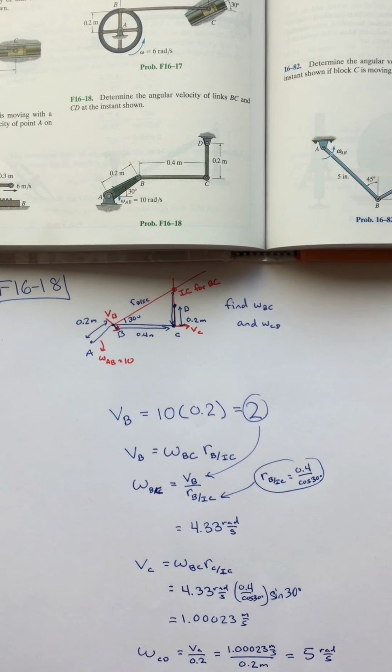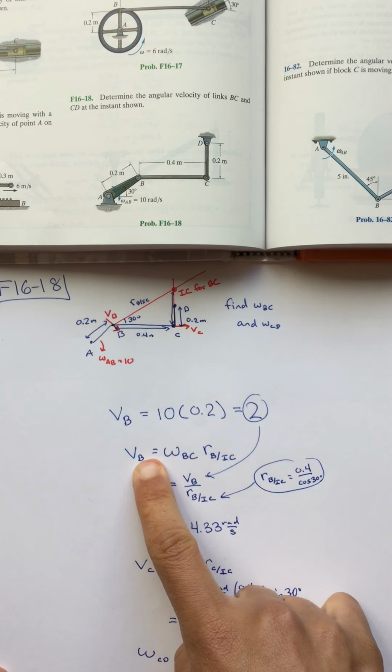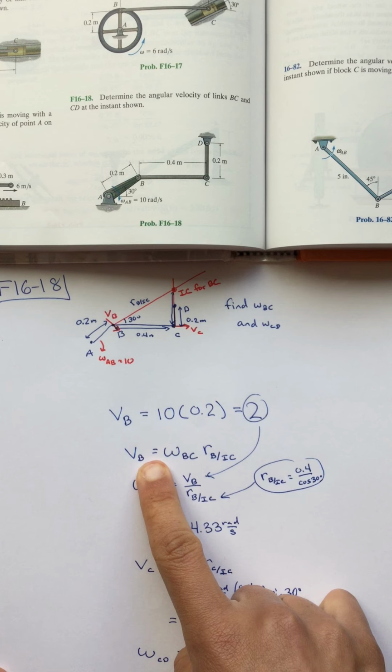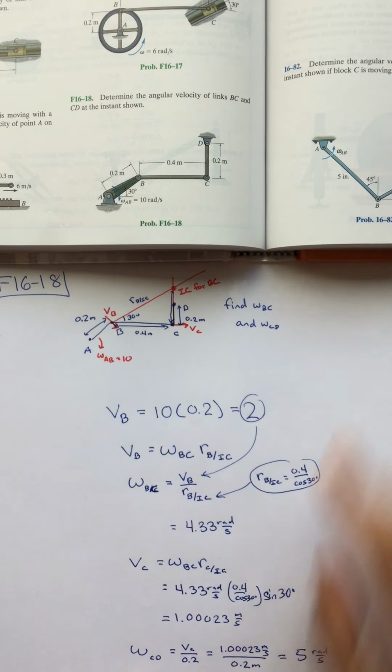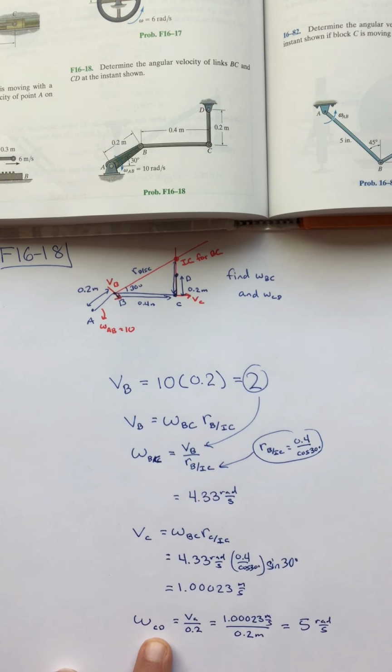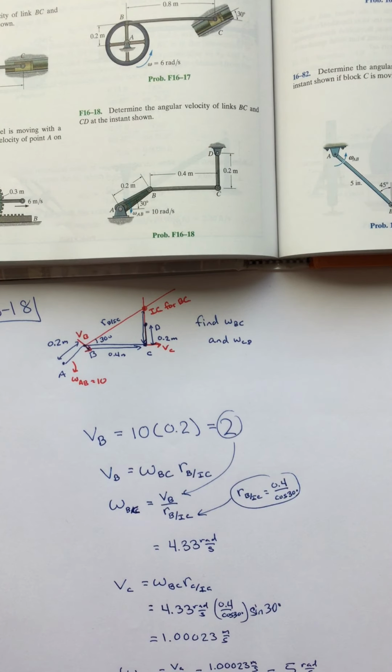So in this problem, we had two different angular velocities we were looking at. We used this formula for point B and for point C for link BC, and then we used a similar formula rearranged for link CD to find the angular velocity of CD. So that concludes fundamental problem 18.